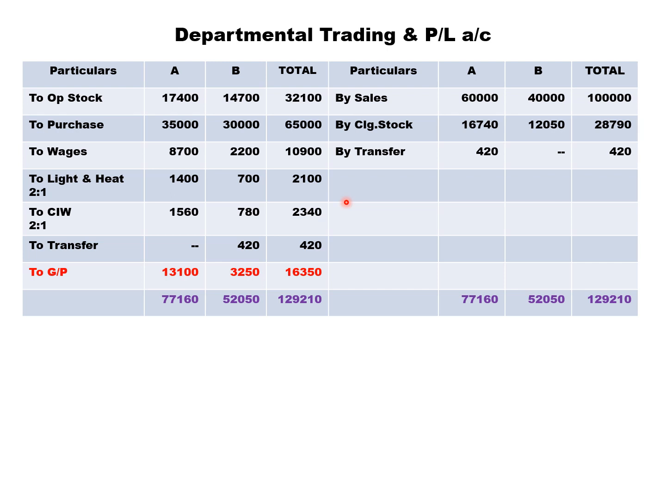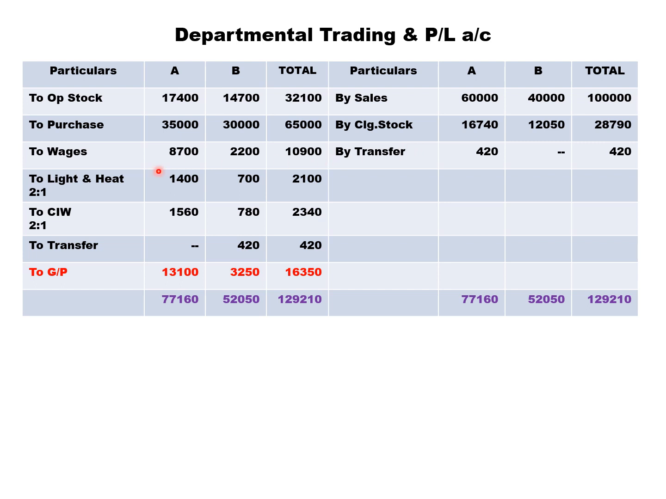So this is the trading account, students. Take opening stock as it is. Take purchases as it is. Then take wages as it is. Sales as it is. Closing stock as it is given in the question.